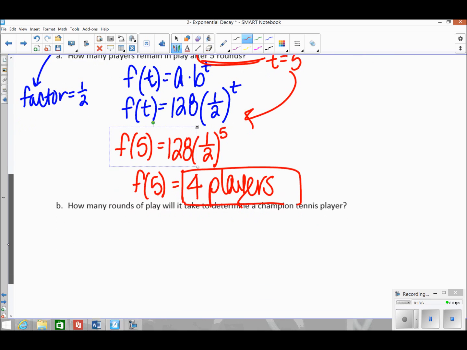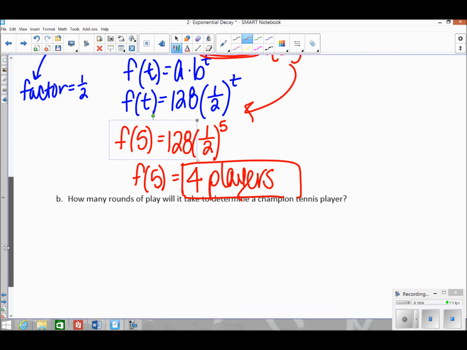And then this next question is kind of a follow-up question to this. So how many rounds of play will it take to determine a champion tennis player? So for this one, we're not trying to find how many players are left. We want to know how many rounds. So this means we want to find the time, because time in this case is our rounds. So in order to do this, think about what it means.